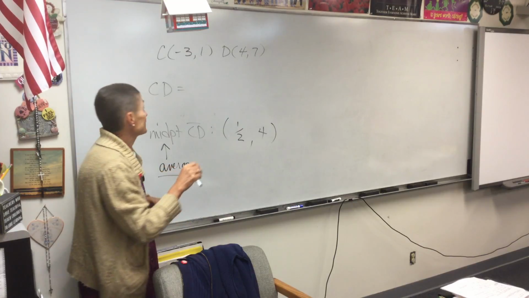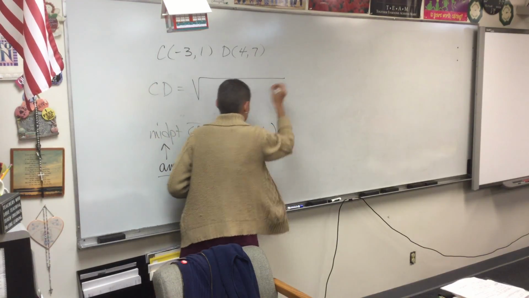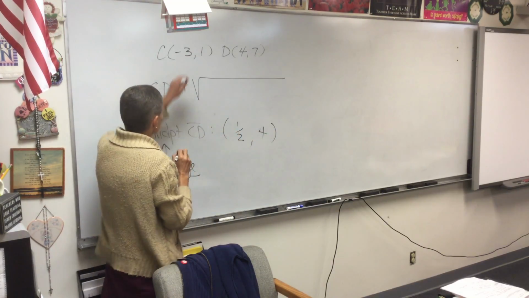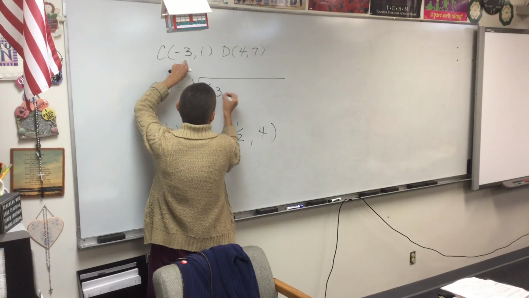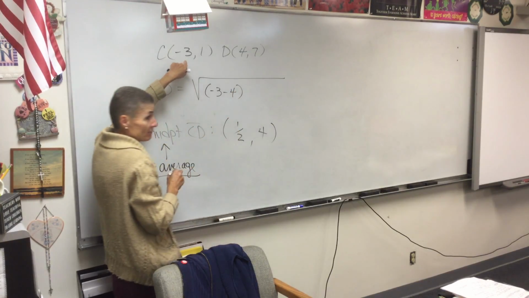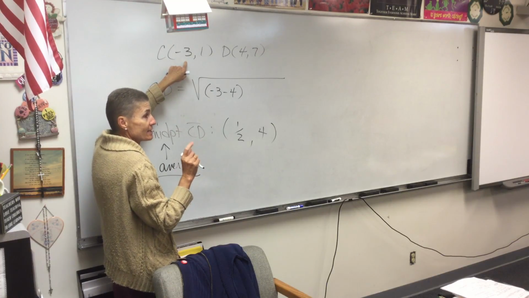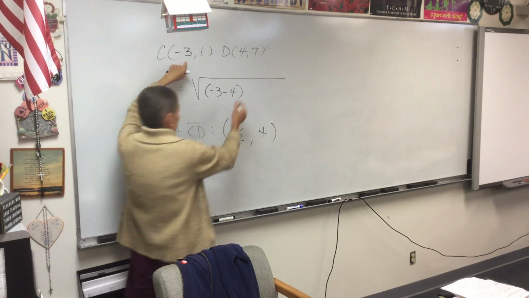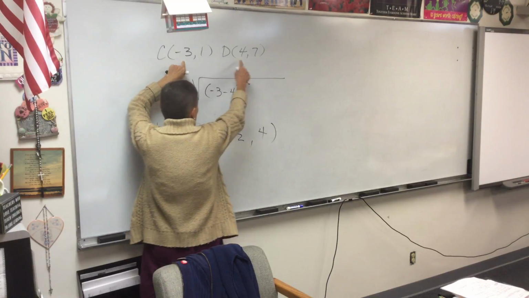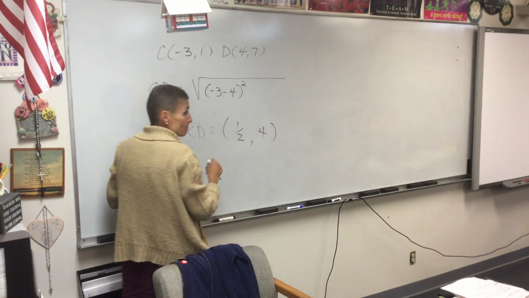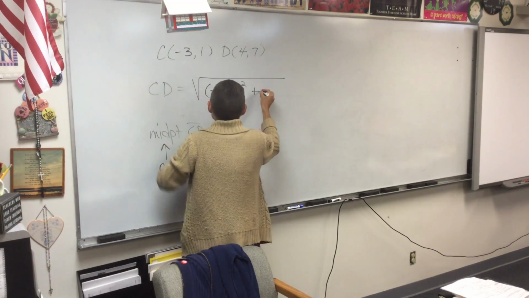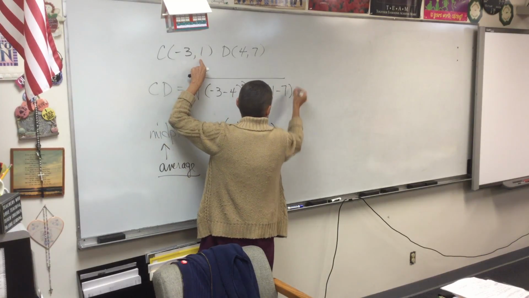Now distance. Who remembers how that works? Like square root is a big radical. x2 minus x1. So I'm just going to subtract my x's. I wrote the formula out the other day, I think, and if I didn't, I don't even care because you just subtract the x's and square that. So -3 minus 4 squared plus 1 minus 7 squared.